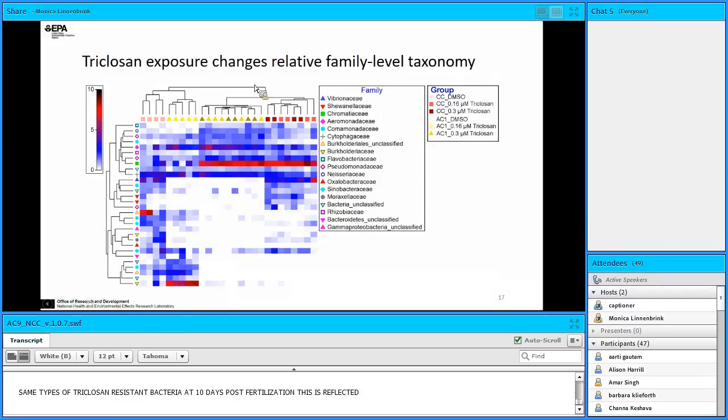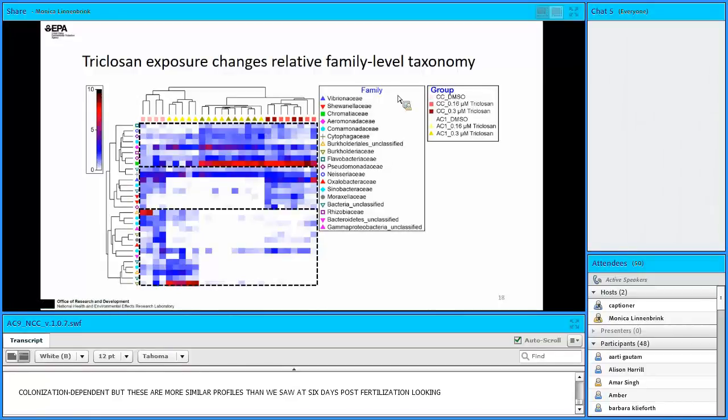As opposed to the 6-day data where status was the main driver, here it's whether the triclosan exposure is the main driver. So you have all of the DMSO controls on the left-hand side of the heat map clustering, and all of the treated samples on the right-hand side. And there still is separation that is colonization dependent, but you can see these are more similar profiles than we saw at 6 days post-fertilization looking at family level taxa.